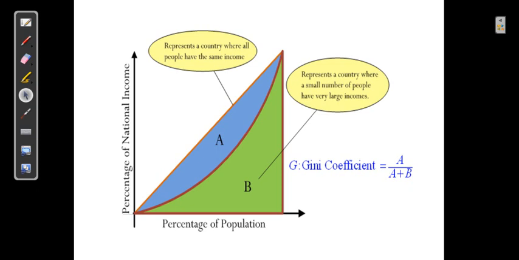So in this diagram, you can see that we have plotted percentage of population on x-axis and percentage of national income on y-axis, which is the conventional way of plotting Lorenz curve. There is a line of perfect equality, which basically shows that there is equal distribution of income. So if any country is having Lorenz curve coinciding with this line of perfect equality, it means that in that country all people have the same income.